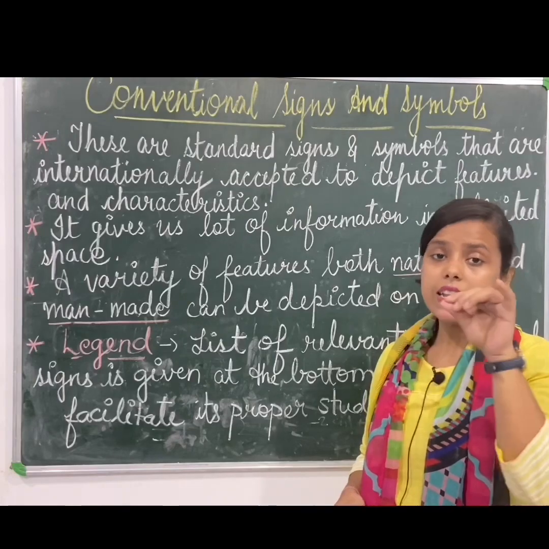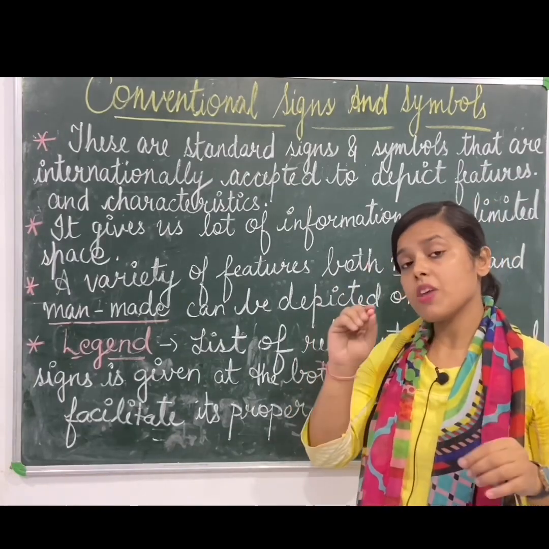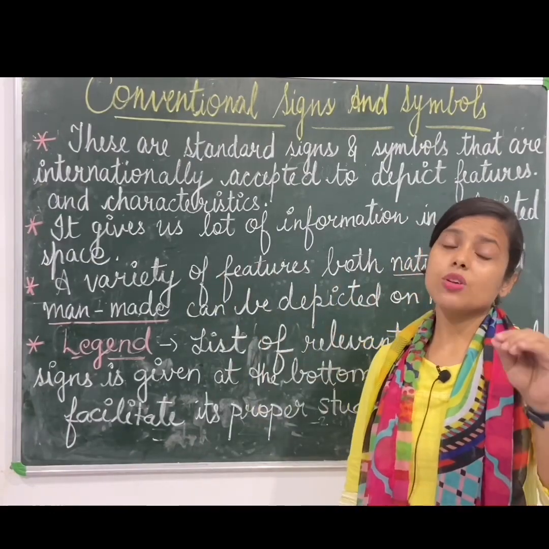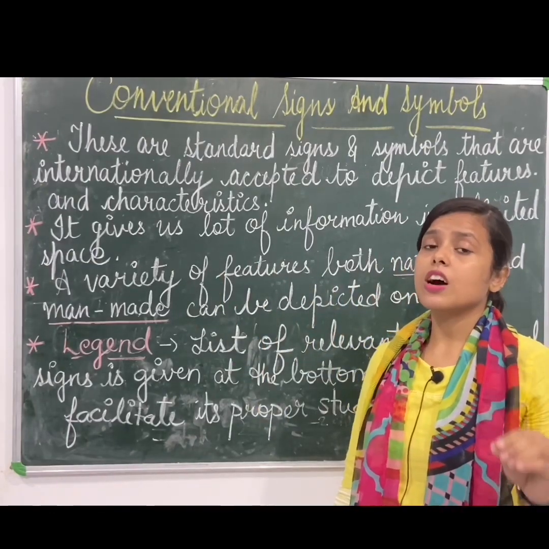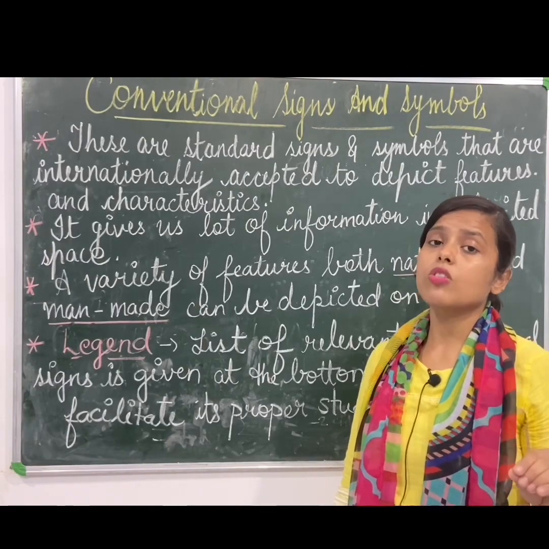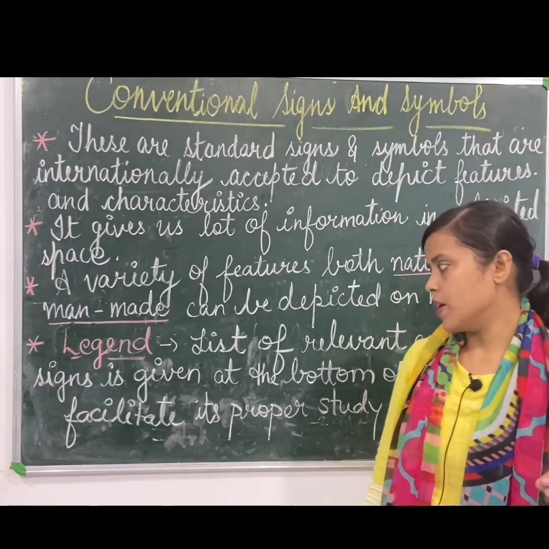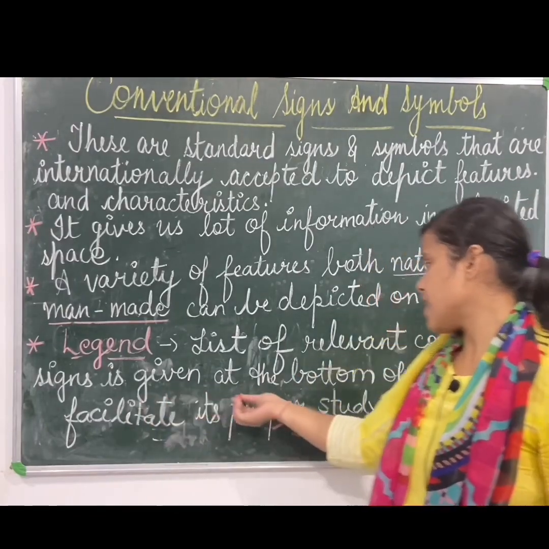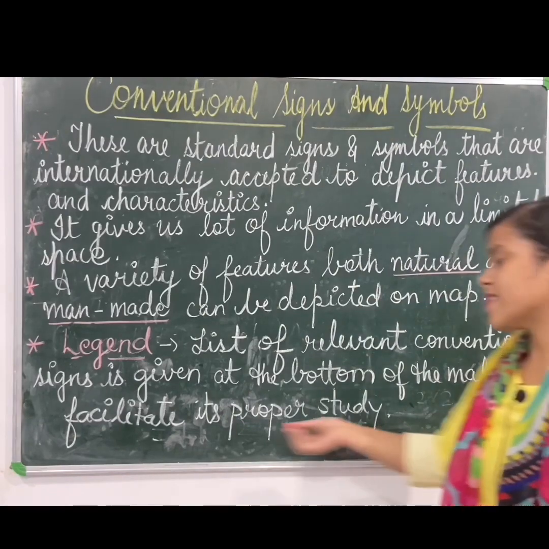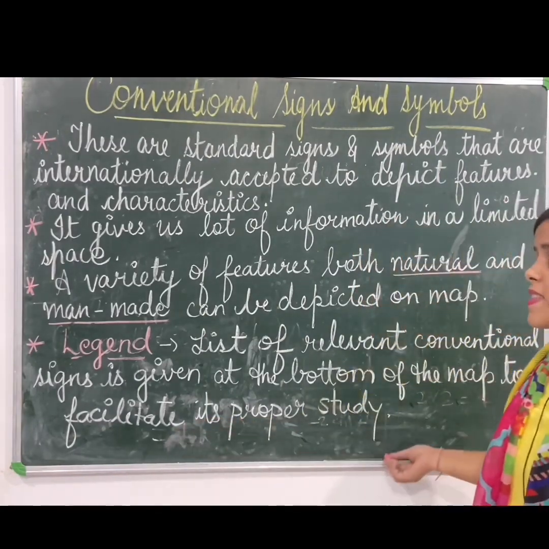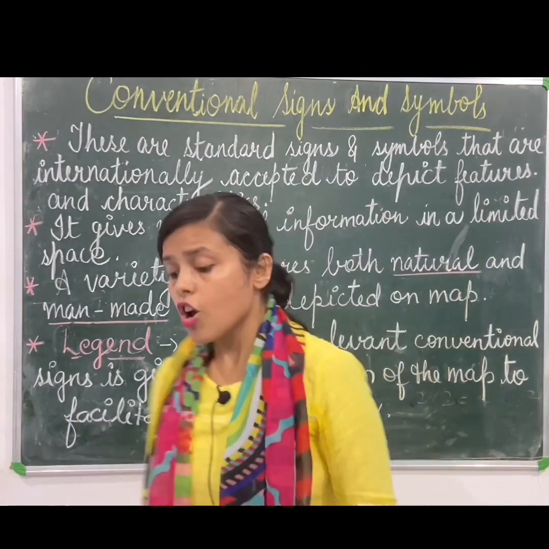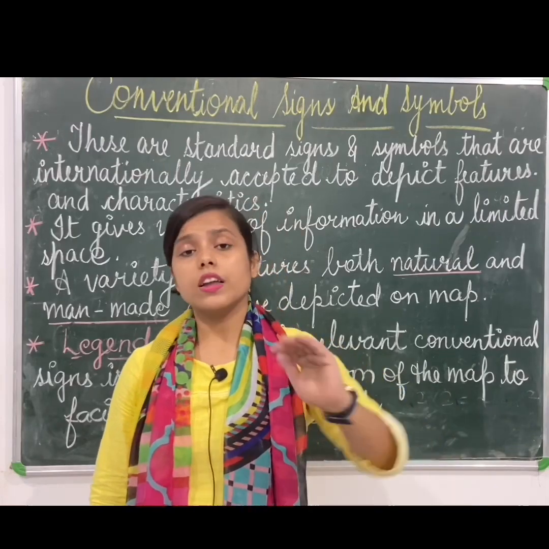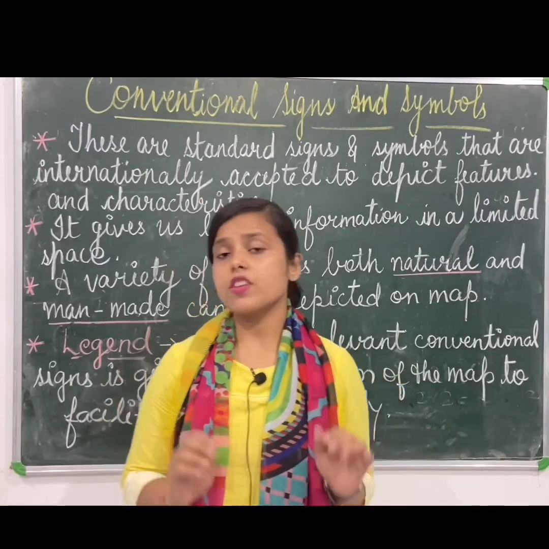At the bottom of the map there is one legend, boxes are made and a line is made in front of each, and you write that this particular sign or this particular color or this particular symbol is for the following purpose. So it is given here, a list of relevant conventional signs is given at the bottom of the map to facilitate its proper study. Facilitate means to make the user understand everything in a smooth, clear manner, so that the person is not confused while seeing the map.